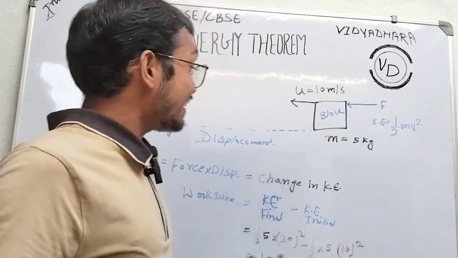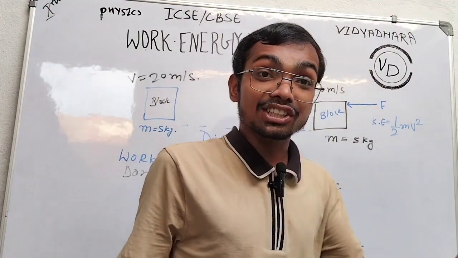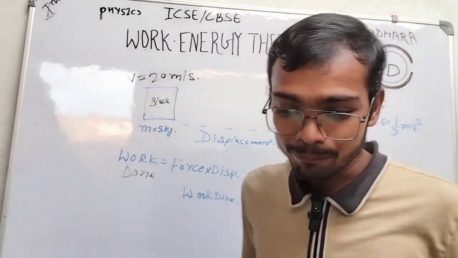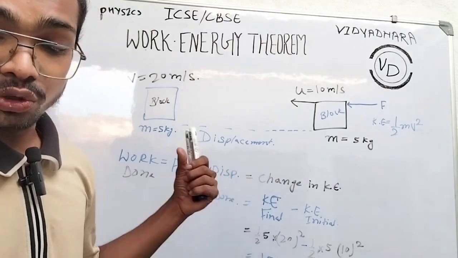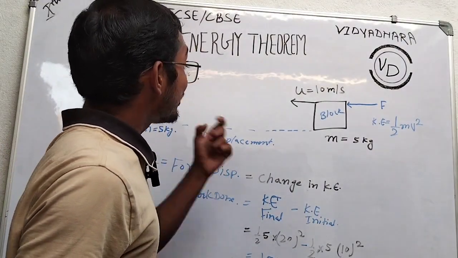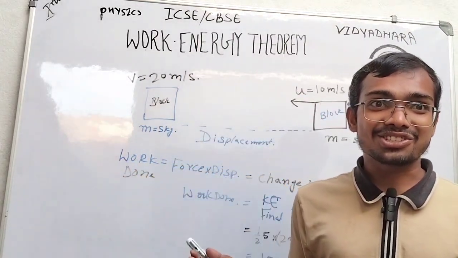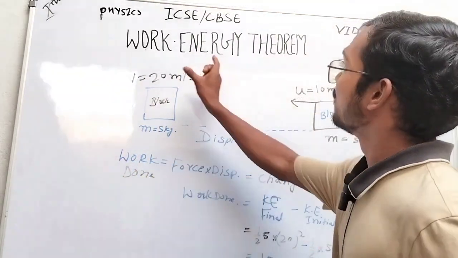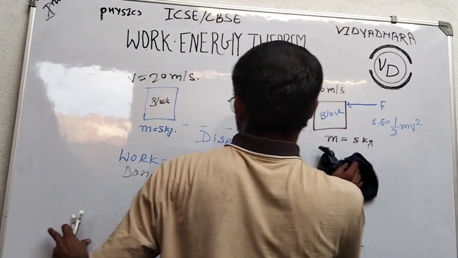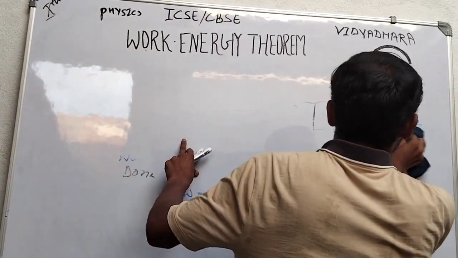We are shocked to get the work done without knowing the displacement and without knowing the actual value of force. This is the work energy theorem. We found the work done without knowing displacement and force. That is the value of the work energy theorem. Now we are going to take another example.